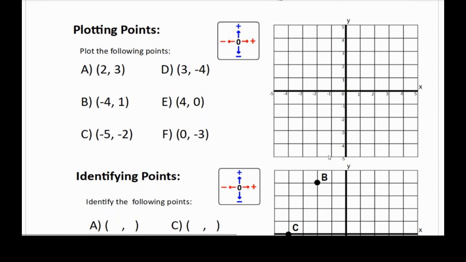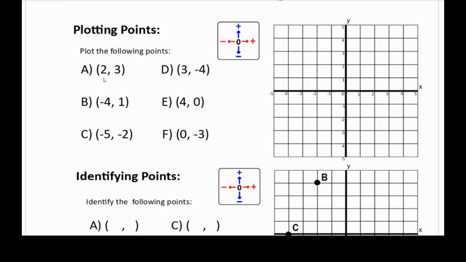Here we have some examples for plotting points. So we're going to plot the point 2, 3. But first, please notice that if I go to the right, is positive numbers. If I go to the left, is negative numbers. If I go up, is positive numbers. And if I go down, is negative numbers.